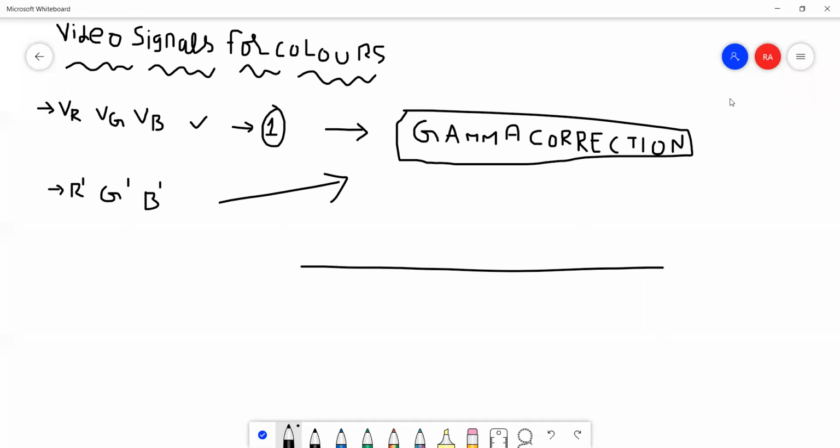So in this context, for the specified 100% bright white, these voltages are represented. These voltages are represented just for the horizontal bar pattern.